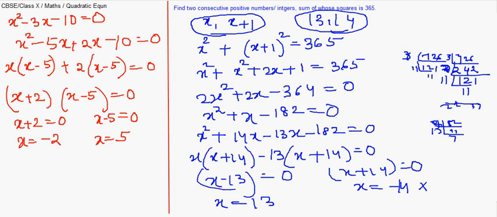Next, one more question on a similar note. I'll write the question here. Sorry. It says find the two numbers whose sum is 27 and product is 182. This won't take us long to solve, I hope.